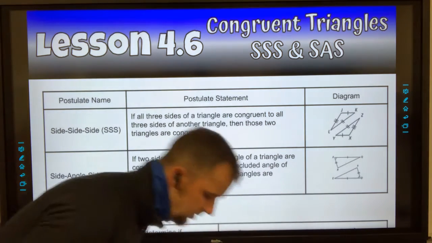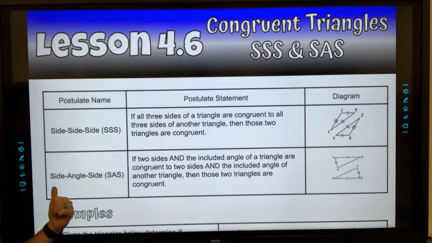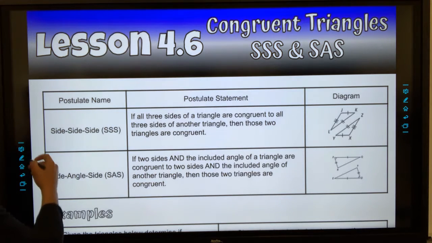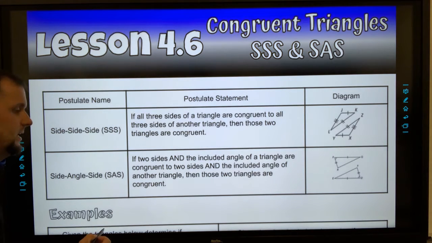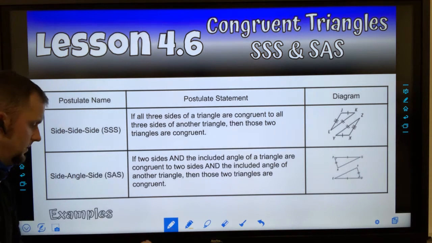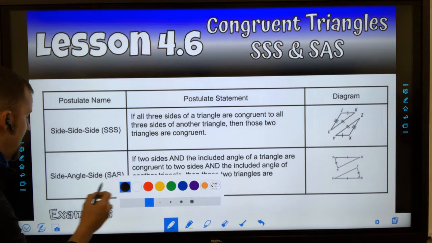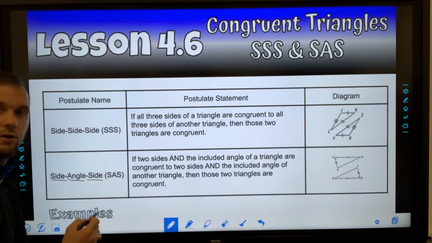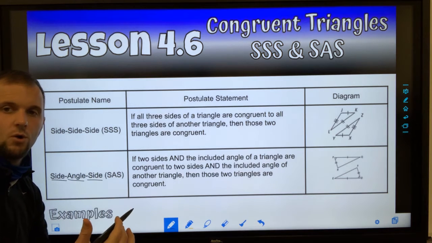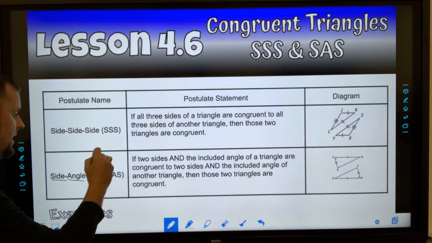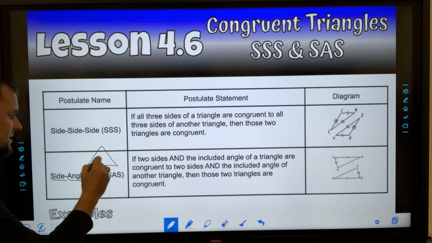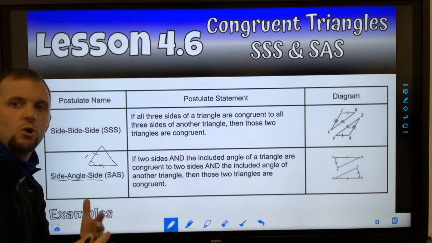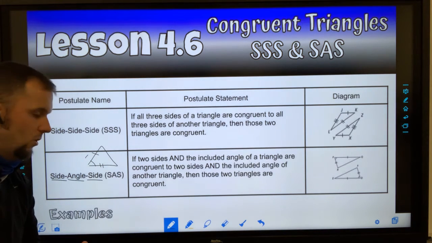The next one we're going to look at is called the side, angle, side postulate. The key thing I want you to look at here is the way it is listed. Right now we have a side first, an angle second, and a side third. So it has to go in that order. If I have a triangle, I'm going to be doing the side, the angle, and the side. It has to match up in that specific order.